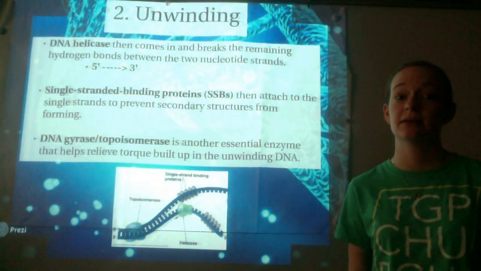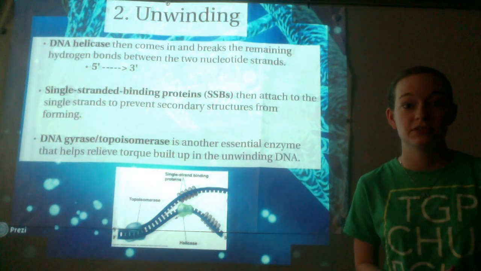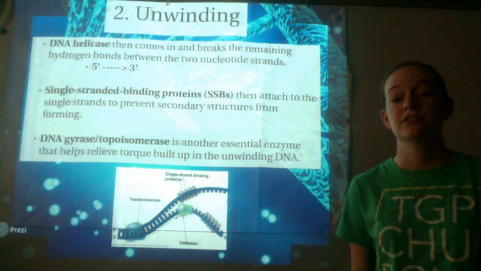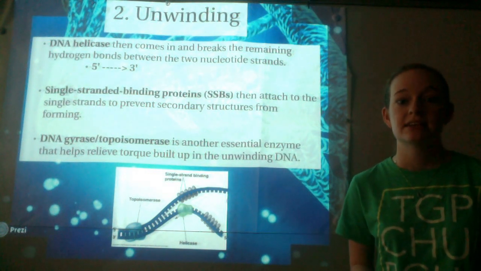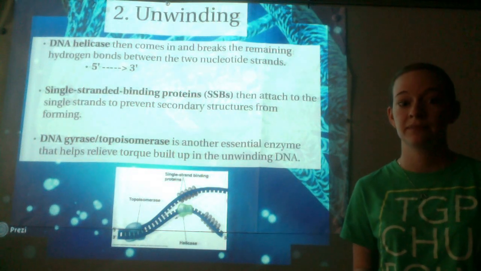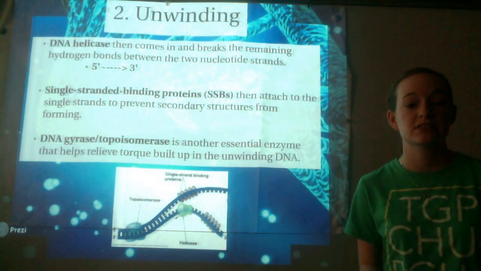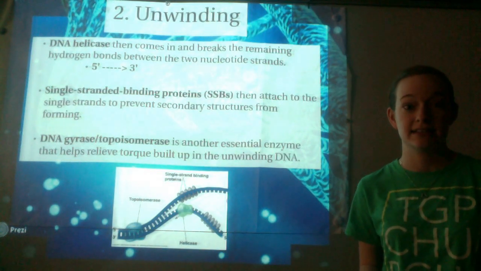DNA helicase then comes in and breaks the remaining hydrogen bonds between the 2 nucleotide strands, which runs from 5' to 3'. Single-stranded binding proteins then attach to the single strands to prevent secondary structures from forming. DNA gyrase is another essential enzyme that helps relieve torque built up in the unwinding DNA.